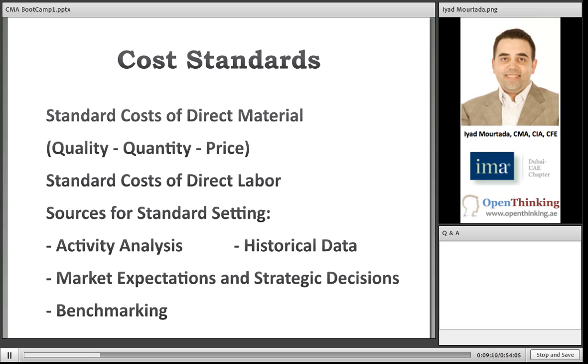Now, the other thing, we can use historical data. We say, okay, what happened last year? How much were we charging last year? We can use the same thing. Or market expectation or strategic direction. How much is actually happening in the market? Or benchmark. We look at other companies in the same industry and how much they are charging, and benchmark based on it and decide the cost for us. So these are really important concepts for you to understand to be able to work on the different costs.